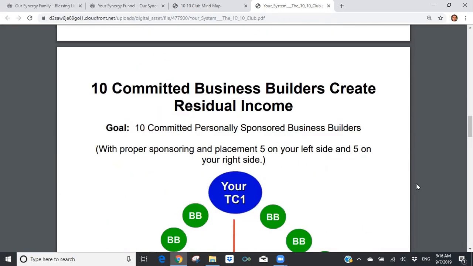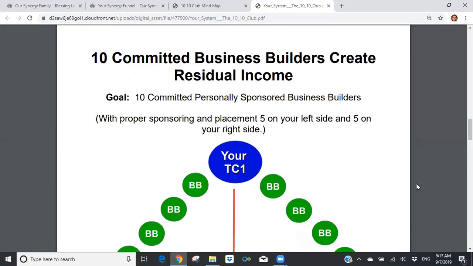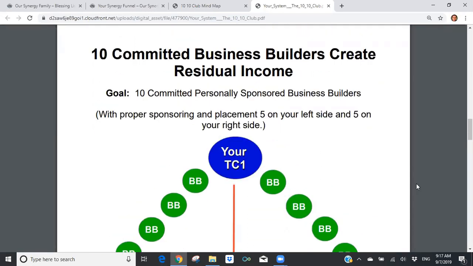Now, the first 10 of the 10-10 club are customers. The second 10 of the 10-10 club are business builders, people that you've personally sponsored and brought into Synergy Worldwide, and they're committed to building their Synergy business. And the goal is to get 10 of them. And the goal is also to sponsor them properly between your left side and your right side.